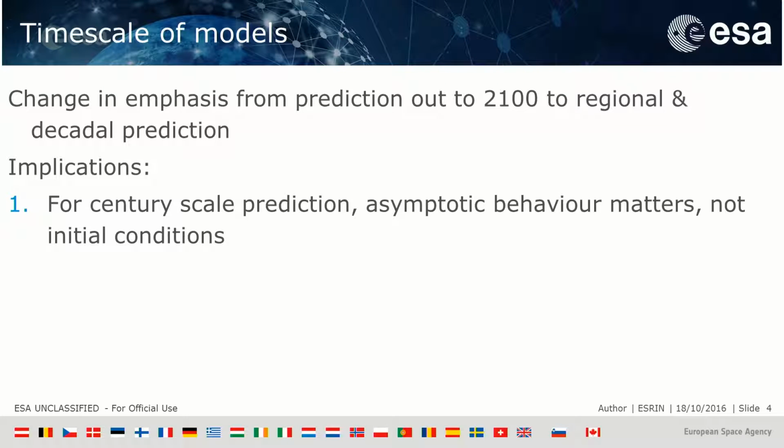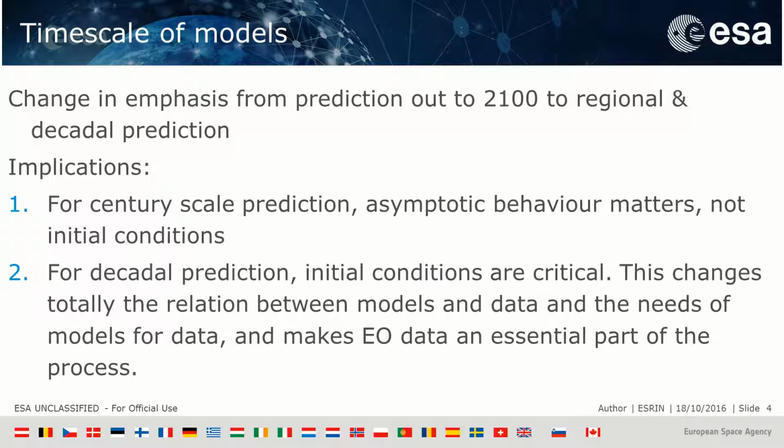But there is more of a concern these days about regional and decadal prediction, because that's the timescale in which we exist, when societies can respond or change. And this is changing what you want from a model. So there are implications for modeling, because, first of all, for century scale prediction, what you're interested in is asymptotic behavior. You're not that bothered about initial conditions, because they just fade away. As most of you know, if you handle any sort of differential equation, the effect of initial conditions usually fades.